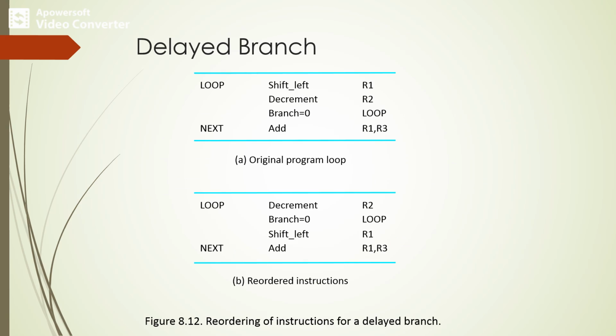Now consider delayed branch instructions. Here we have case 1 as the original program and case 2 as the reordered instructions. In the instruction sequence, register R2 is used as a counter to determine the number of times the contents of register R1 are shifted left. For a processor with one delay slot, these instructions can be reordered as shown in the diagram.